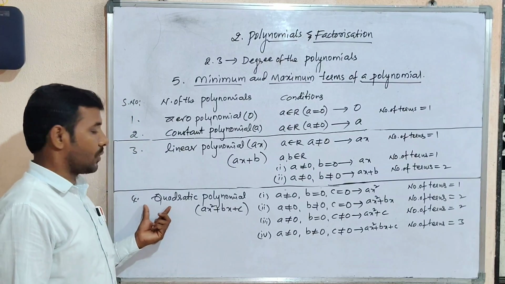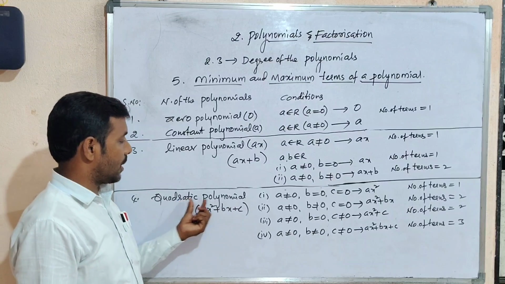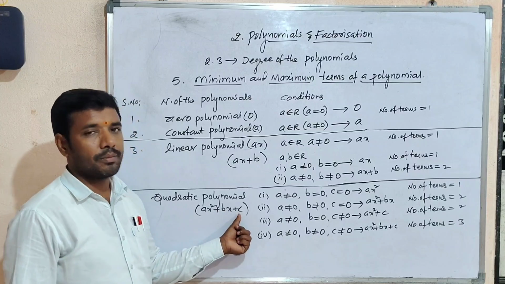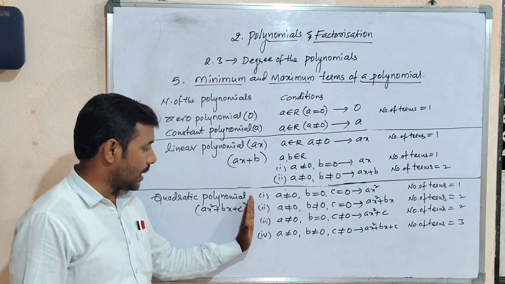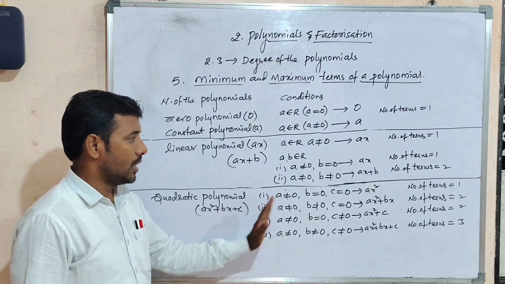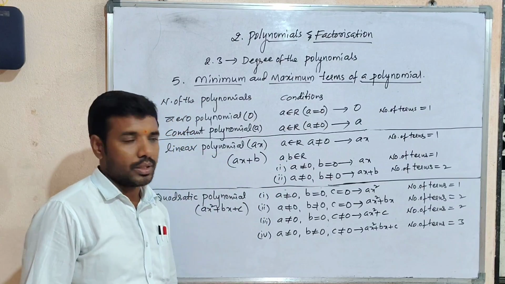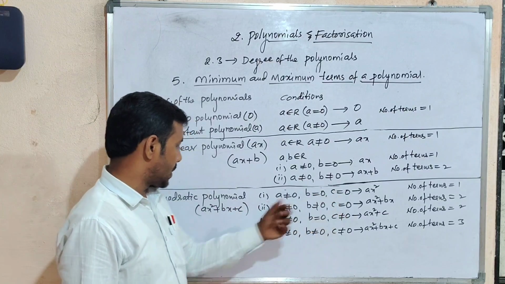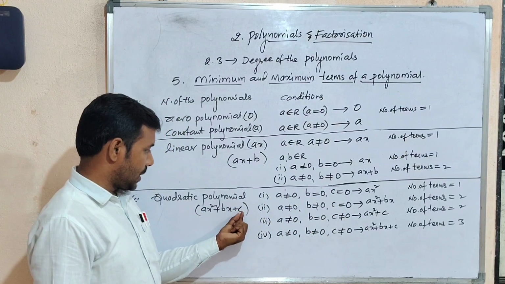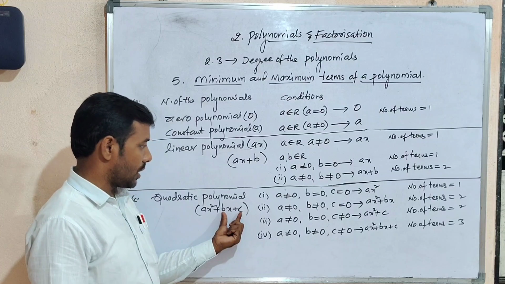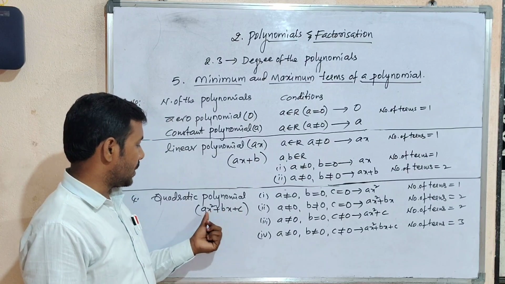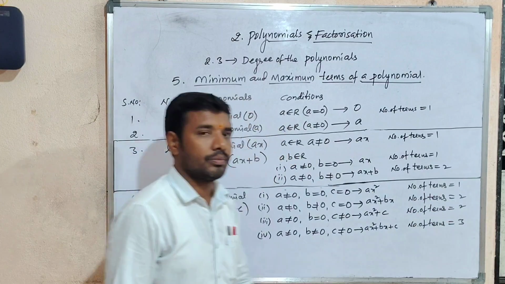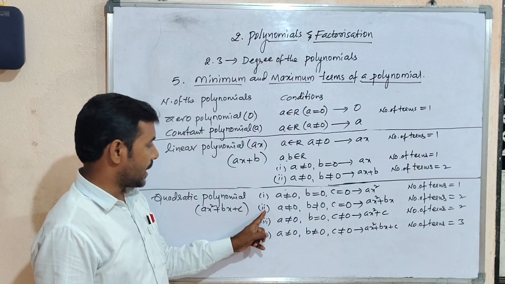Let us go with the fourth one. What is the fourth, quadratic polynomial? Its general form is ax square plus bx plus c. In these 4 conditions, based on the conditions, we have to discuss the number of terms, right? First condition: a not equal to 0, b is equal to 0, c is equal to 0. B is 0, C is 0, in the sense the 2 terms are going to convert to 0 only. So ultimately what is the outcome? Ax square only, no? So in this how many terms are there? 1. Condition 1.